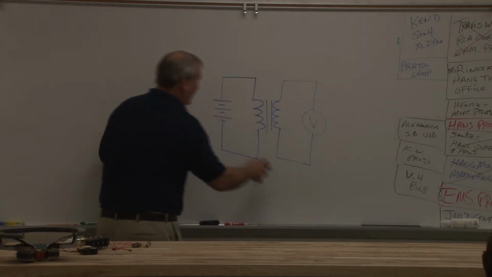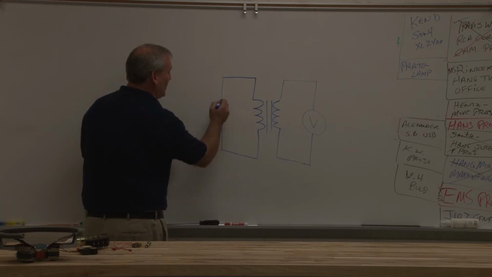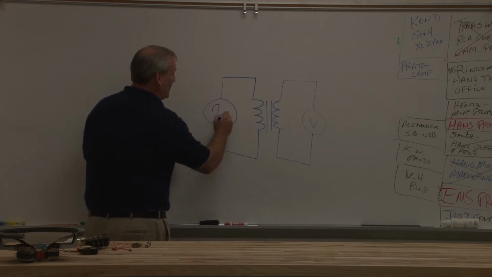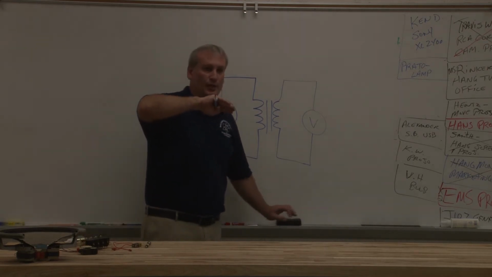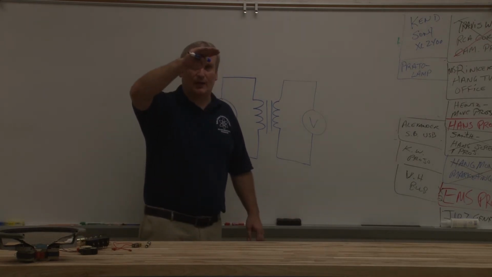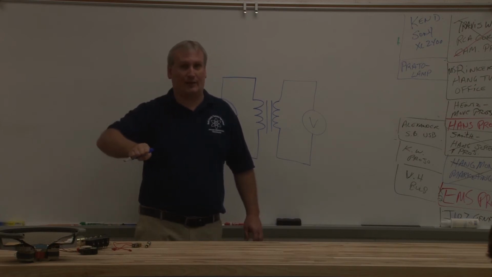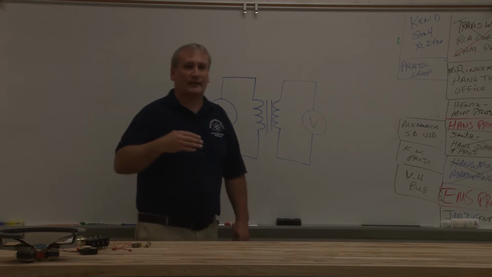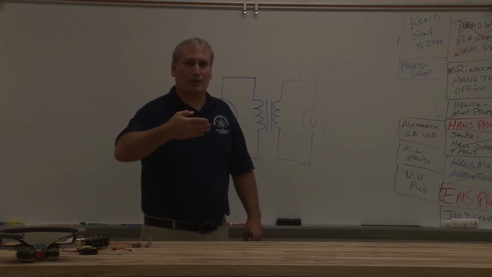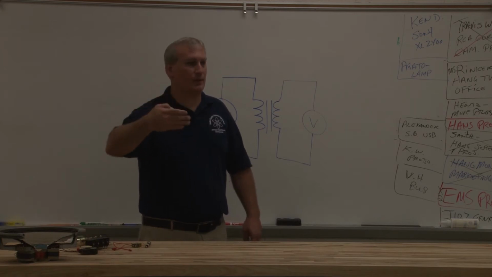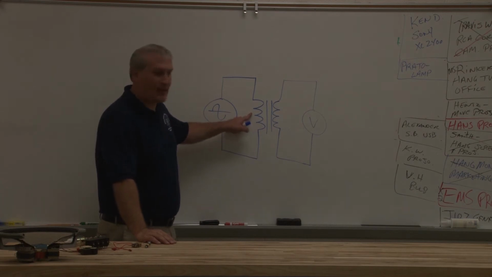Let's get rid of the battery, and let's put a source of AC into my transformer. Now AC, we know, starts at 0 volts, smoothly rises positive, then collapses to 0 volts, smoothly rises to negative, and goes back to 0. It's constantly changing polarity. It's going from positive to 0 to negative to 0 to positive to 0 to negative to 0. So we're constantly building up and collapsing a magnetic field.